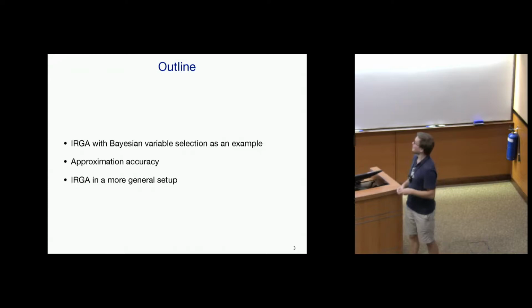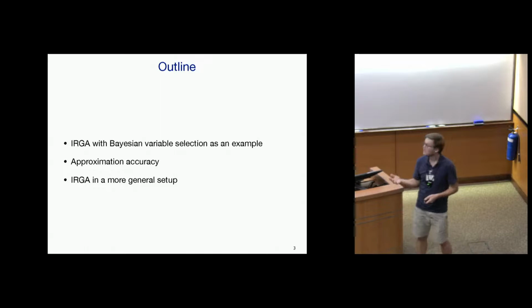So I'll be talking about ERGA, integrated rotated Gaussian approximation, a method for posterior approximations. To start off, I'll focus on Bayesian variable selection because that's a concrete example that is nice to explain the method, but also to motivate the method. Then we'll talk a little bit about approximation accuracy, both empirical and theoretical, of the ERGA posterior approximation, and we'll end up with generalizing ERGA.